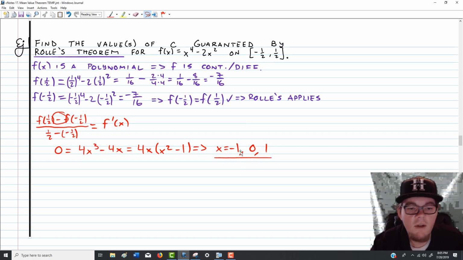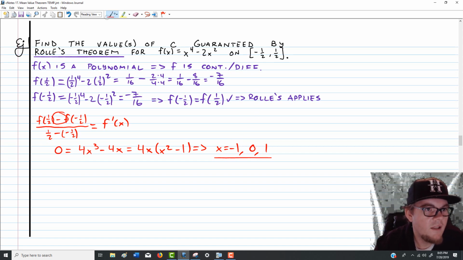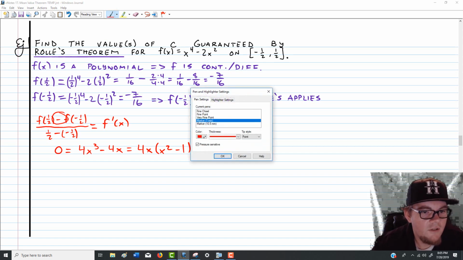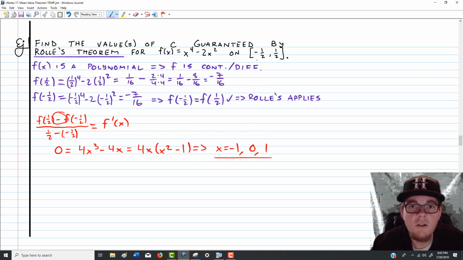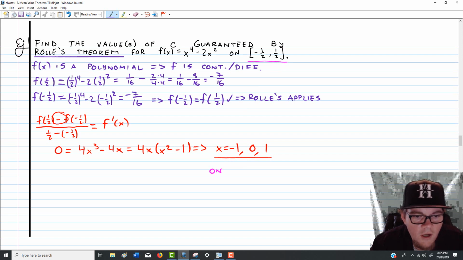So Rolle's theorem should theoretically guarantee a value. But remember, the last piece here is always the same. We need to actually figure out which ones fall into the correct interval. We're supposed to be in the interval from negative 1/2 to 1/2. Looking down here, only 0 is in the open interval negative 1/2 to 1/2, right?